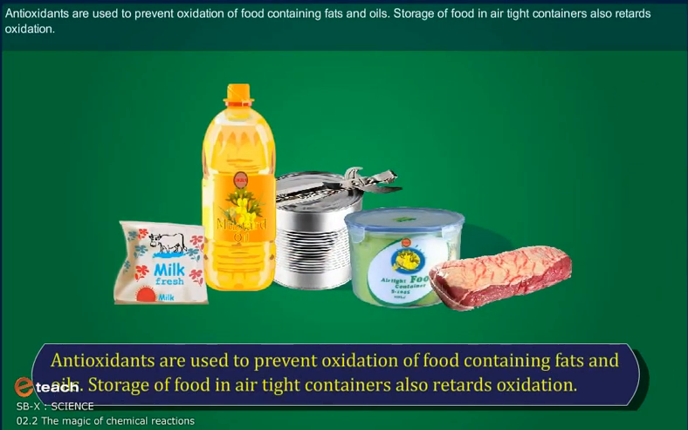Antioxidants are used to prevent oxidation of food containing fats and oils. Storage of food in airtight containers also retards oxidation.